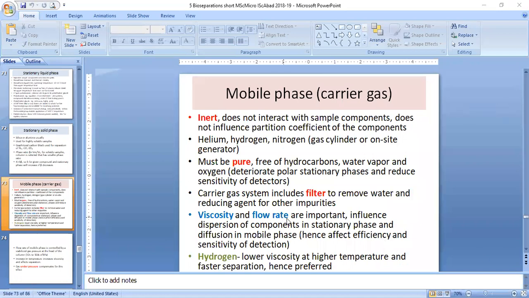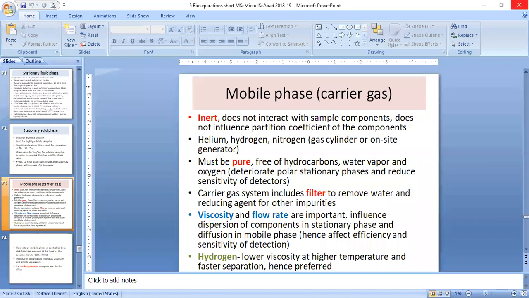Then there is also a filter which is used in the gas carrier system, and that filter is there to remove the unwanted gases, or especially water or oxygen or something like that. And the flow of the gas is very important. The gas is actually kept under pressure. So this is a system which employs high pressure for the chromatographic separation.